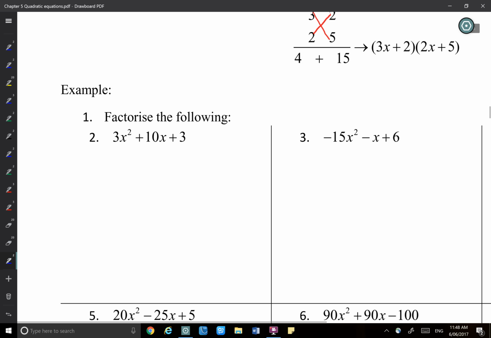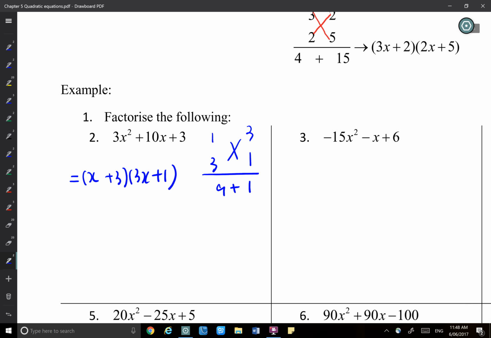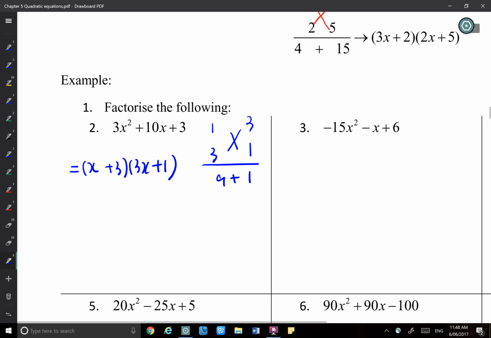Okay, for example, let's look at the first one. 3 and 3. So I have 1 and 3 and I have 3 and 1. 9 plus 1 will give me 10. So for this one, I have x plus 3 and 3x plus 1.